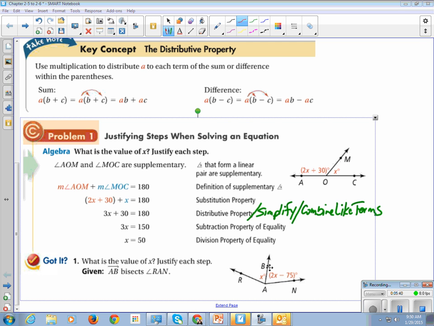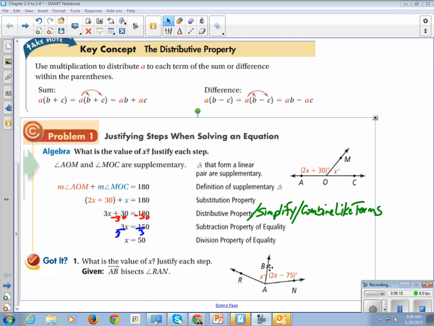What we're doing is subtracting 30 from each side, and that is the subtraction property of equality. And then I'm dividing both sides by 3, and that's the division property of equality. So we're taking it one step further. Not only do you have to show each step to solving the equation, but you also have to tell me in words what you're doing, which property you're using to go from step to step.